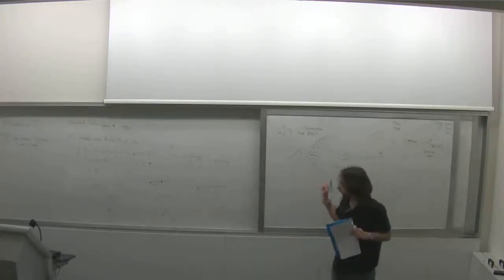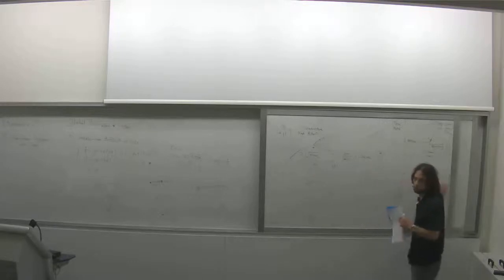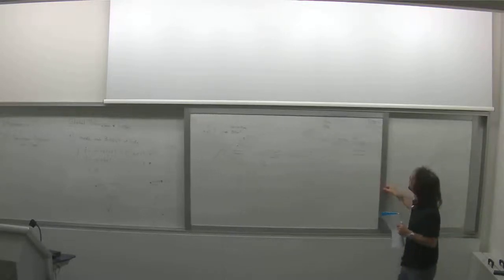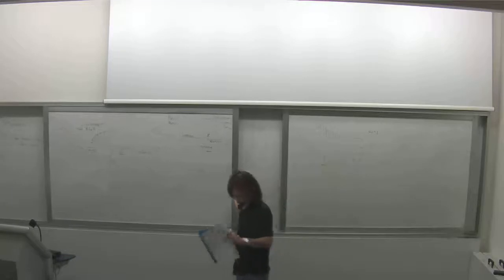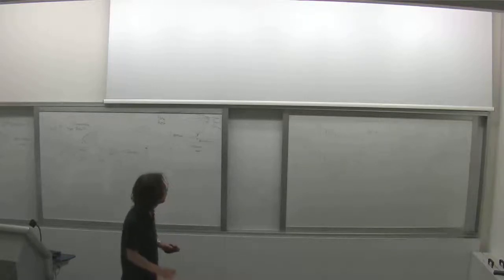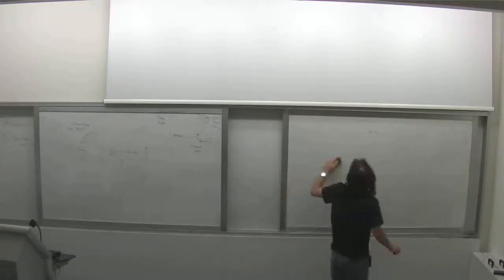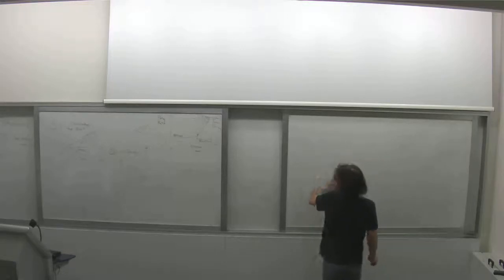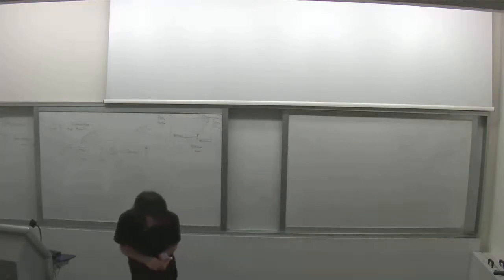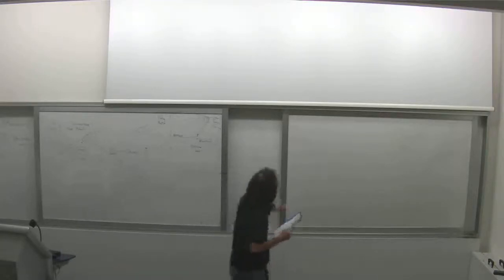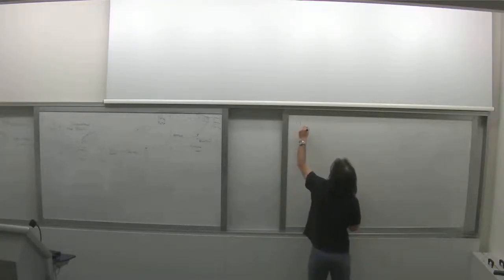Okay, can I move the board to cover this? I will show one other type of global bifurcation. Or, if we have time, I'll show the third. Okay, the next type is called a homoclinic bifurcation.